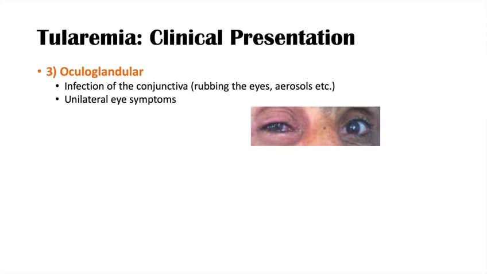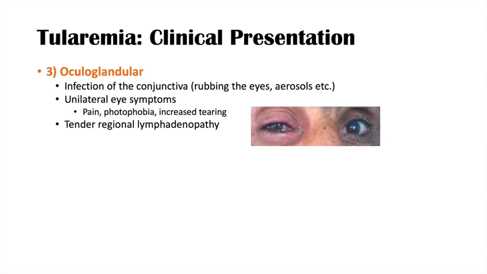So you may see something like this. There's a red, swollen eye with chemosis and a runny eye. So you can see pain and photophobia. Photophobia is just a sensitivity to light, and again, increased tearing. We can also see, because there's glandular in the name, tender regional lymphadenopathy.